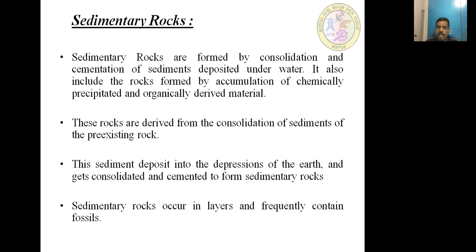These rocks are derived from the consolidation of sediments of the pre-existing rocks. Pre-existing rocks means the rocks already existed or already formed. It may be igneous rock, sedimentary rock, or metamorphic rock. This sediment deposits into the depressions of the earth and gets consolidated and cemented to form sedimentary rocks. Sedimentary rocks occur normally in the form of layers and frequently contain fossils.